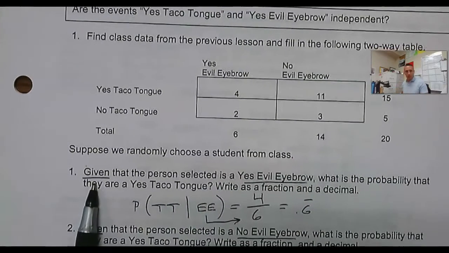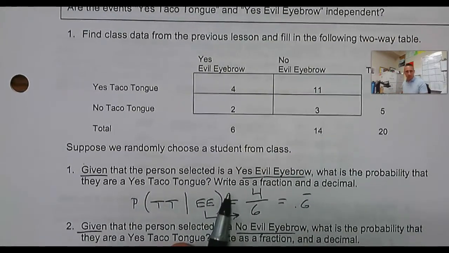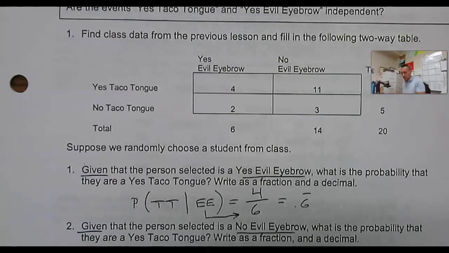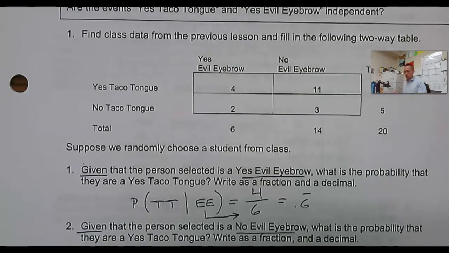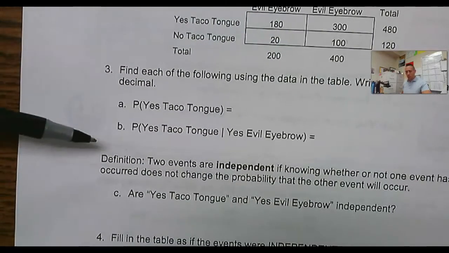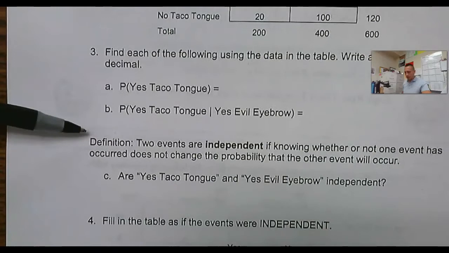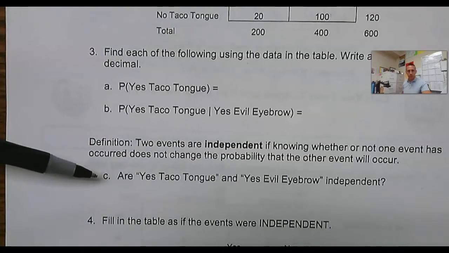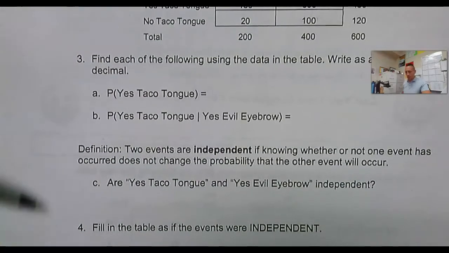Another thing I want you to realize, they're not often going to say given. It'll be phrased in a way like a randomly selected student who could evil eyebrow was selected. What's the probability they can taco tongue? Something like that. All right, if we move on to page 2. Go ahead and work through number 3 and then try, based on the definition, to do part C. So pause the video now and work through question 3.